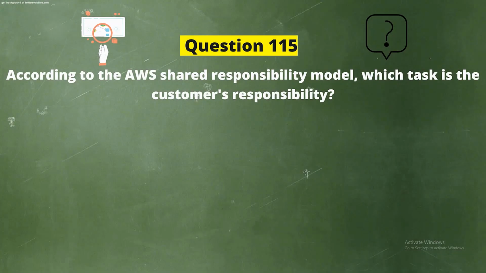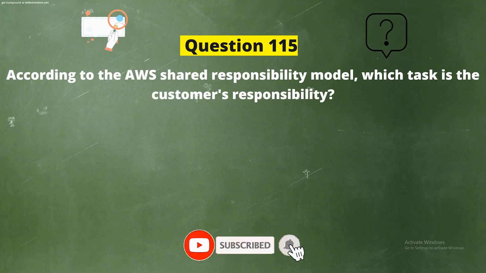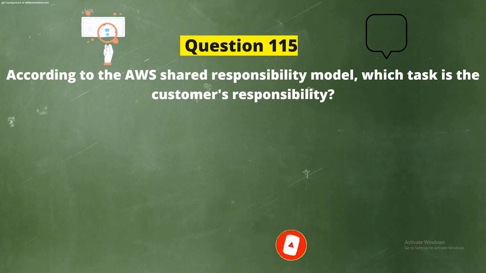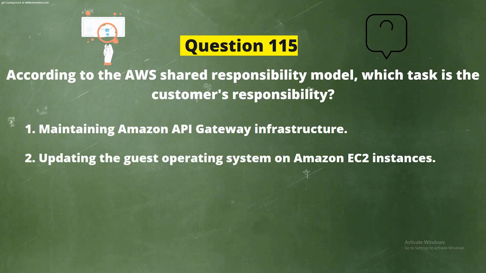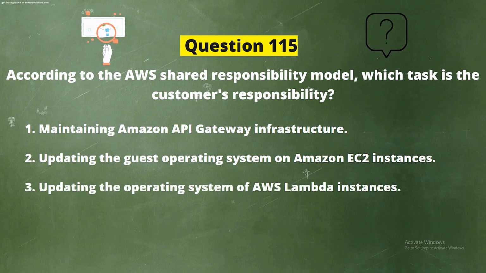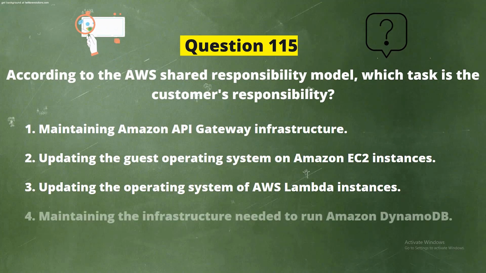Next question. According to the AWS shared responsibility model, which task is the customer's responsibility? And the options are: Option 1. Maintaining Amazon API Gateway infrastructure. Option 2. Updating the guest operating system on Amazon EC2 instances. Option 3. Updating the operating system of AWS Lambda instances. Option 4. Maintaining the infrastructure needed to run Amazon DynamoDB.